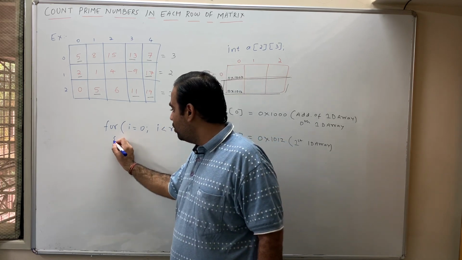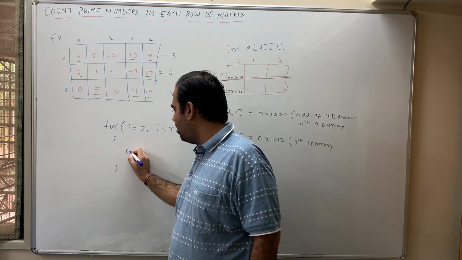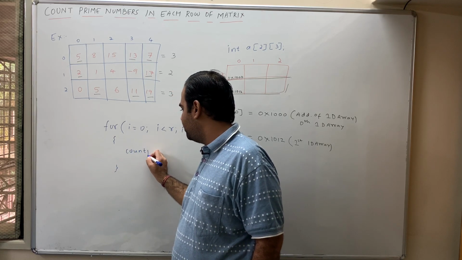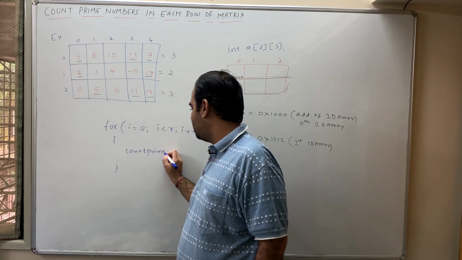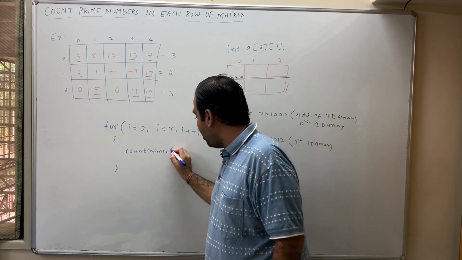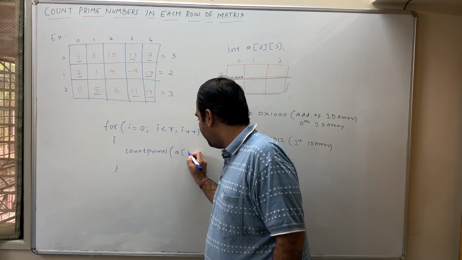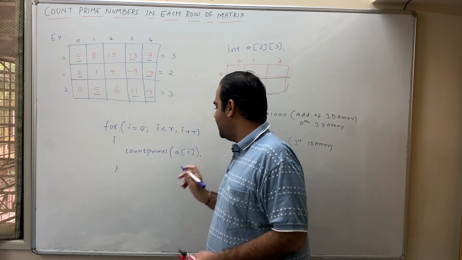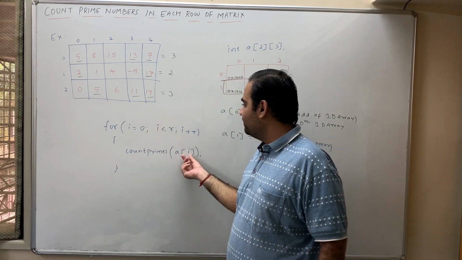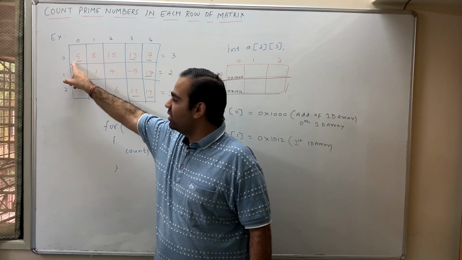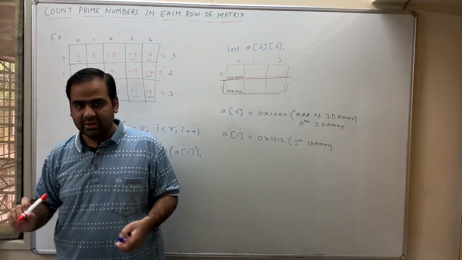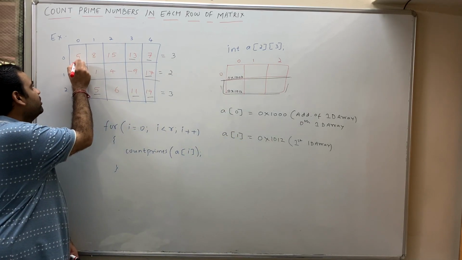And what we can do over here is call one function called count primes. And what can I write? I can write a of I. Now the value of I is 0, so a of 0. Assume that the base address is 1000.